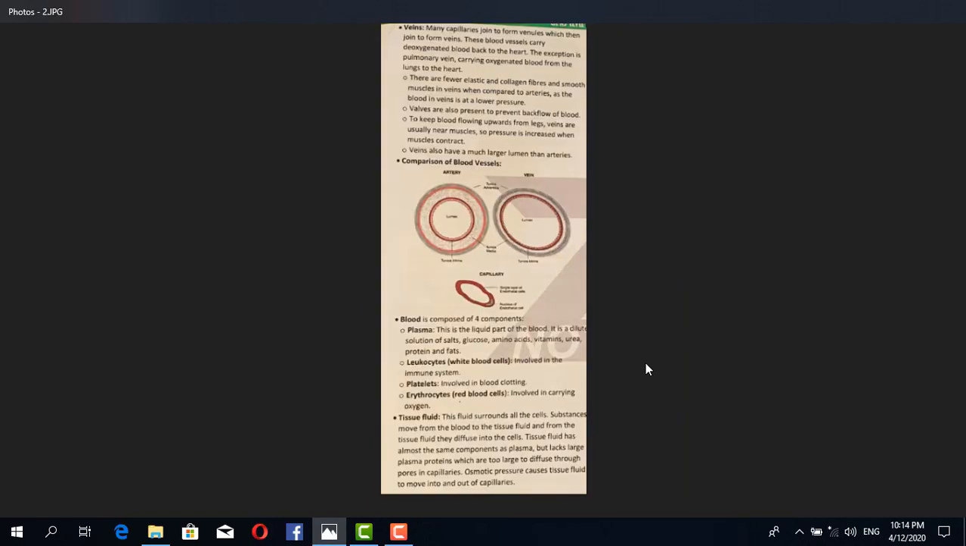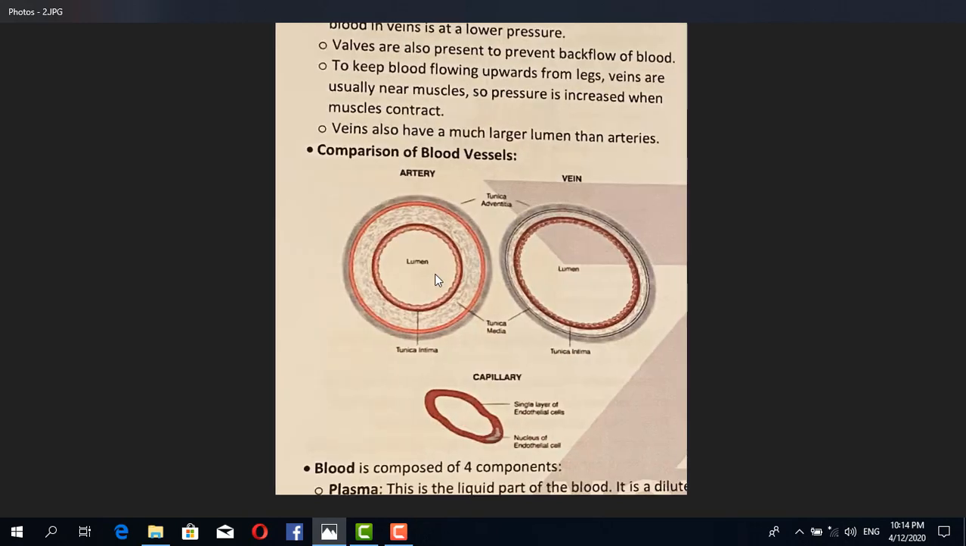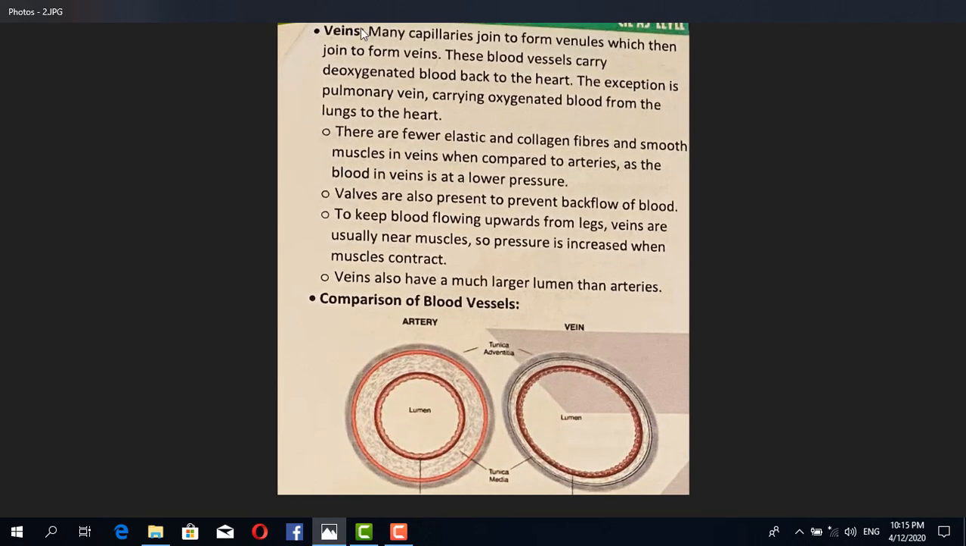As for the veins, many capillaries join to form venules. We agreed that the tiny branches of the artery are called arterioles. Meanwhile, the tiniest form of the veins is called venules, which join to form veins. These blood vessels carry deoxygenated blood.